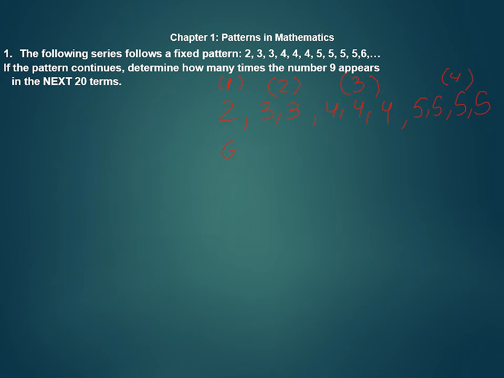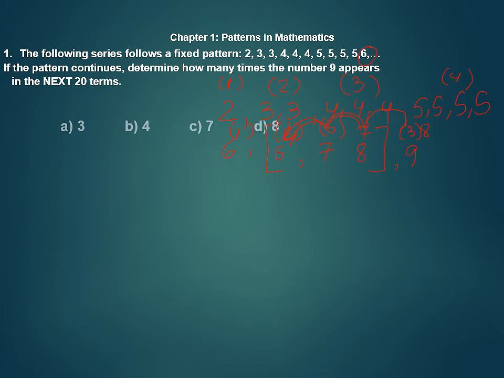6 will come 5 times, out of which one time it has already come. So next 6 will come 4 more times, one time it is already here. Now 7 will come 6 times, 8 will come 7 times. Let's add it up. 4 plus 6 is 10, plus 7 is 17 terms that are already there. So 9 will come 8 times, out of which we need 3. 4 plus 6 is 10, plus 7 is 17, plus 3. So 9 will appear 3 times in the next 20 terms.